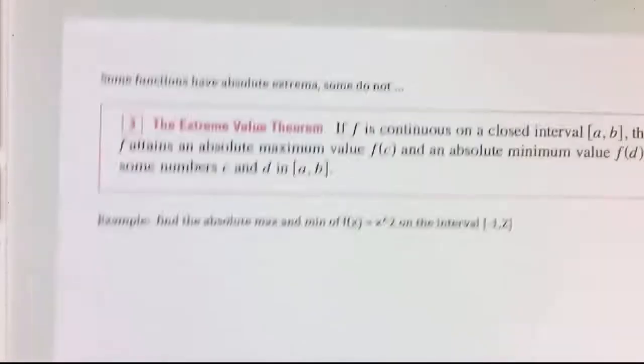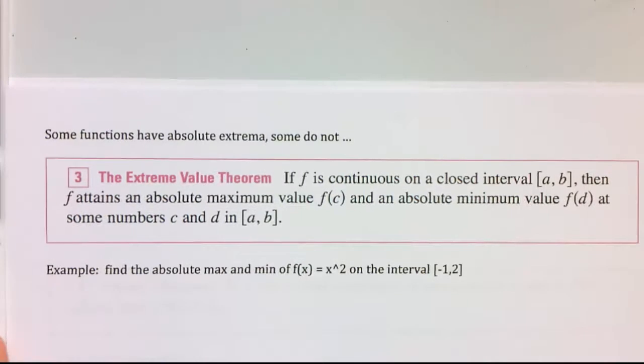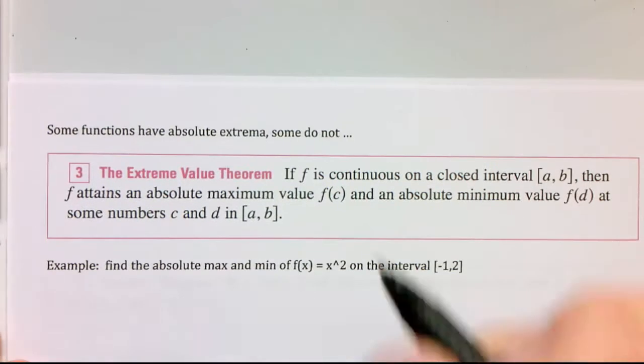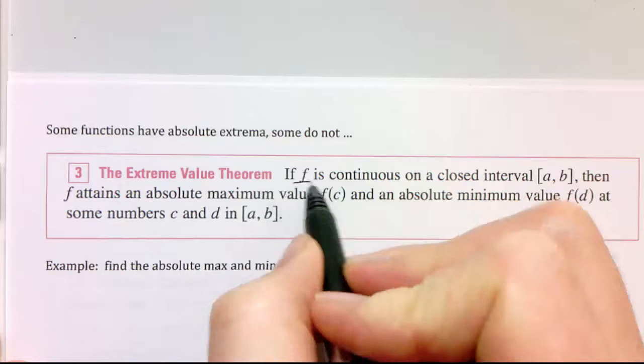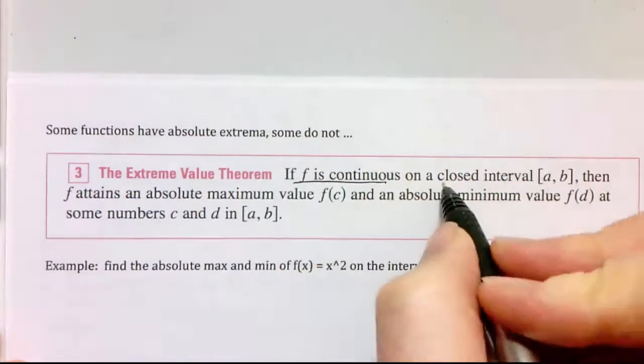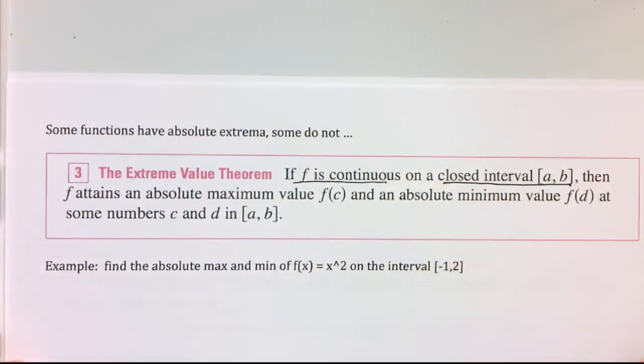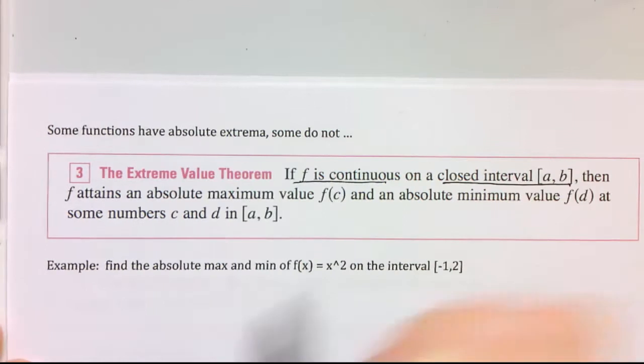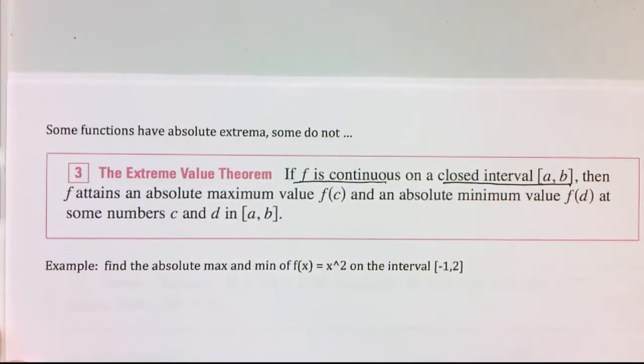So some functions have absolute extrema, some don't. However, if we have a function which is continuous on a closed interval, then because of continuity, this function has to hit a largest value and has to hit a smallest value. Compare this to the intermediate value theorem, which says if we start at one point and end at another value, we have to hit every value in between. Continuity buys us quite a lot.